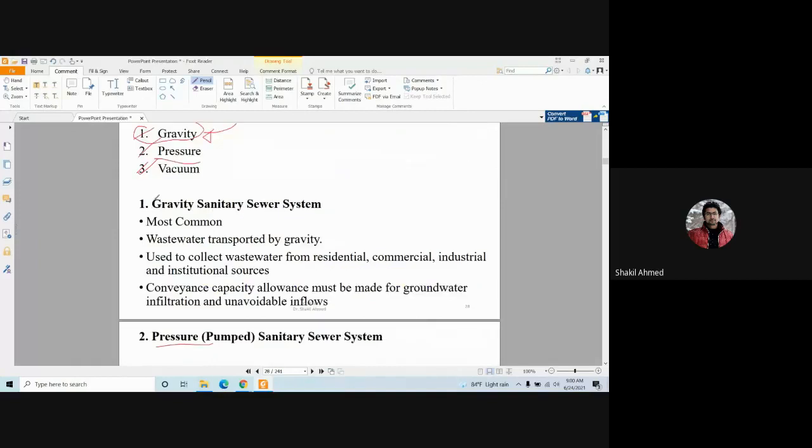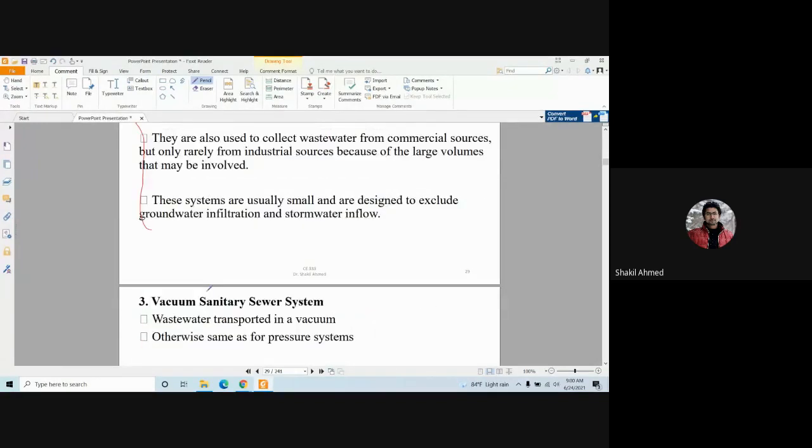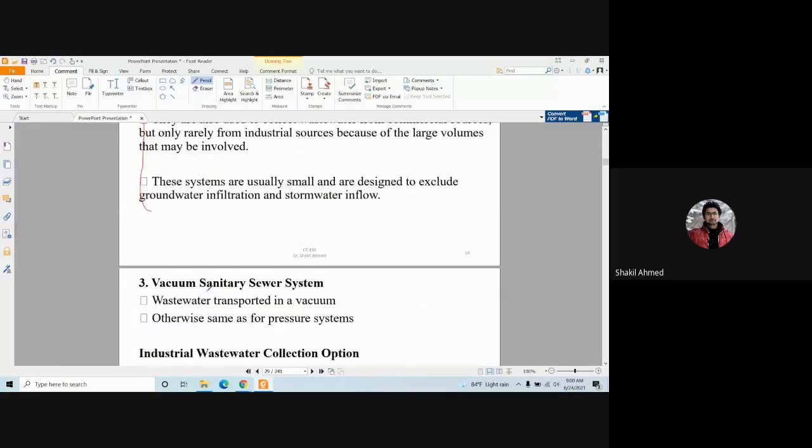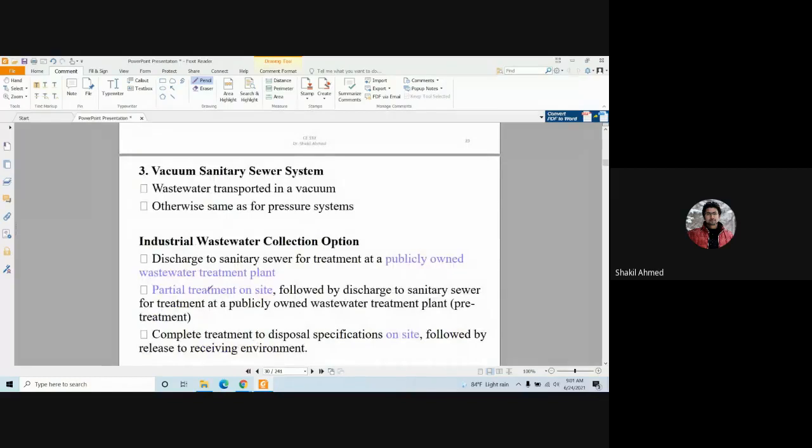Pressure or pump system, gravity system, transported by gravity, I already told you. And this is the pressure system. The vacuum system.